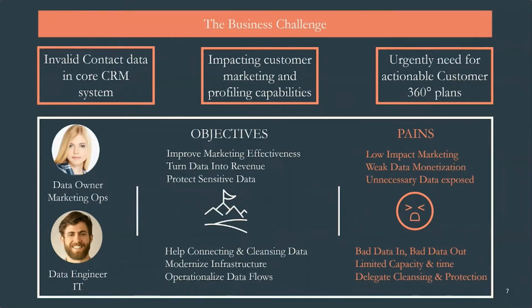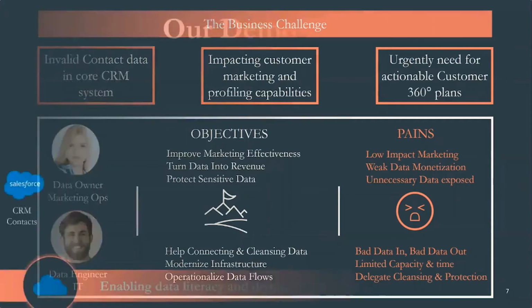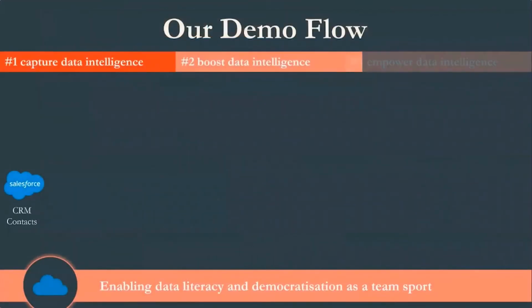So let's look at a use case or a sample scenario where these two personas can interoperate and drive resolution using some of these new concepts of a data fabric that we've just been talking about. Our demo flow takes three phases essentially. First up, we capture the data intelligence in the data that we're looking to use. We understand that we have some issues with the contact information in our CRM system. In this case, it's Salesforce, but it doesn't necessarily need to be Salesforce. It can be any system that we can ingest data from.